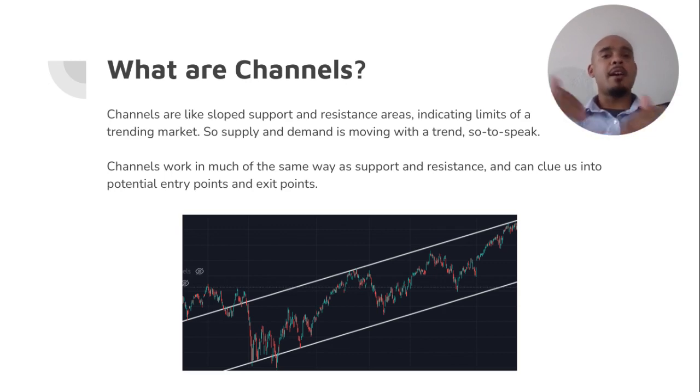And similarly, in a downward channel, the tops are moving down and the bottoms are moving down. So you get lower lows and lower highs. In an uptrend, you're going to get higher lows and higher highs. So supply and demand is moving with a trend, so to speak. And they work in a similar way as support and resistance lines, which are just horizontal lines. And these channel lines can also clue us into potential entry and exit points.